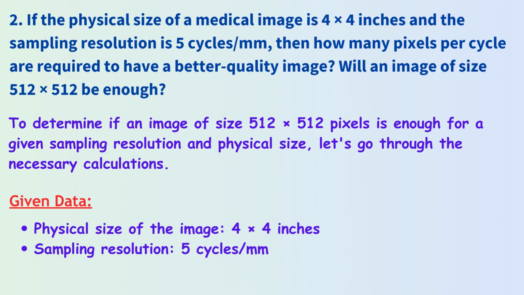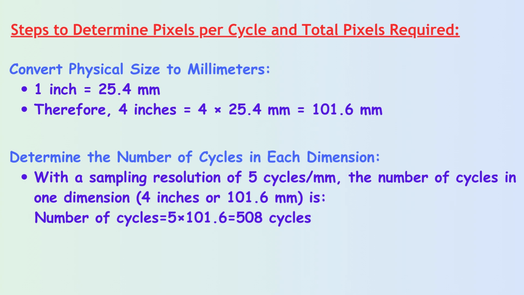To determine if an image of size 512 pixels is enough for a given sampling resolution and physical size, let's go through the necessary calculations. Given data: physical size of the image, 4 inches. Sampling resolution, 5 cycles per mm. Steps to determine pixels per cycle and total pixels required. Firstly, convert physical size to millimeters. 1 inch equals 25.4 millimeters. Therefore, 4 inches equals 4 × 25.4 millimeters, which equals 101.6 millimeters.